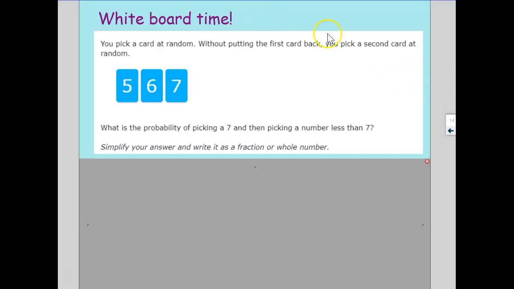All right, last one. Go ahead and pause. Try this first problem here. And remember, you are not putting the first card back.